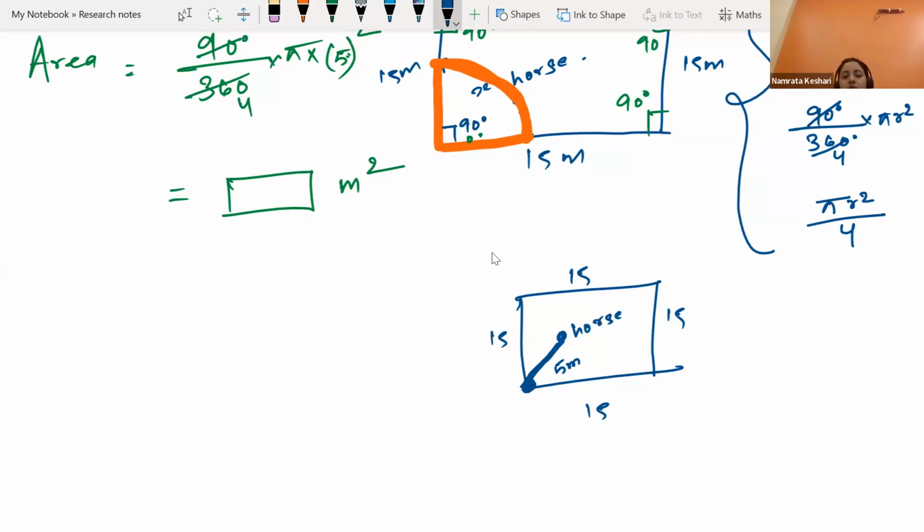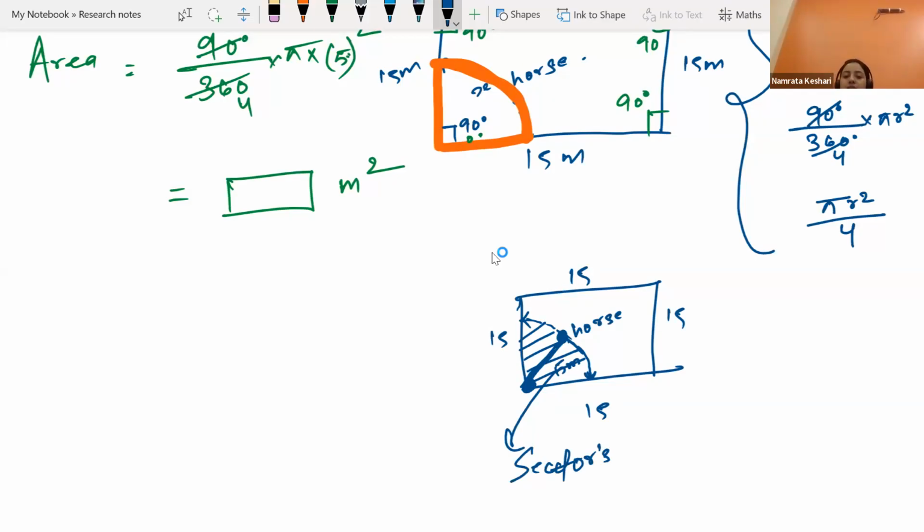Now in the book the figure is already given. The horse is grazing like this. This point is the maximum the horse can go. So what is the area the horse will graze? Basically we are finding the area of this sector.